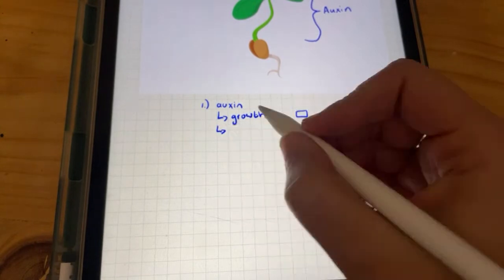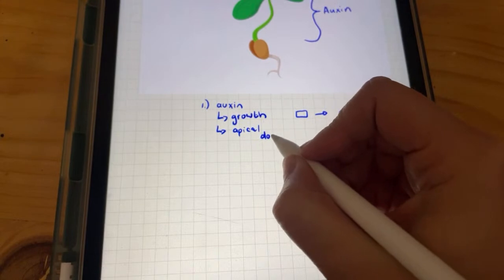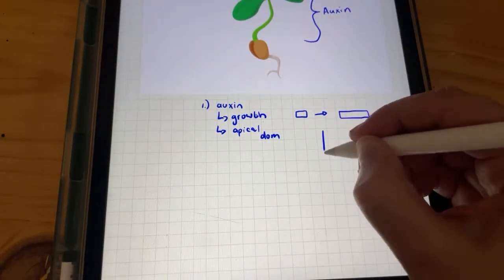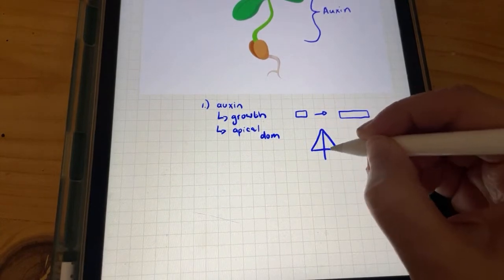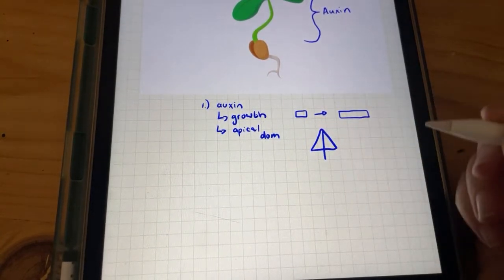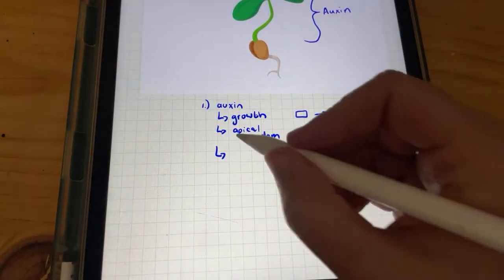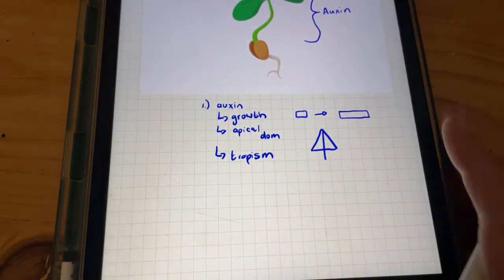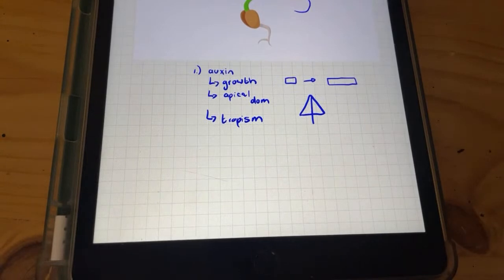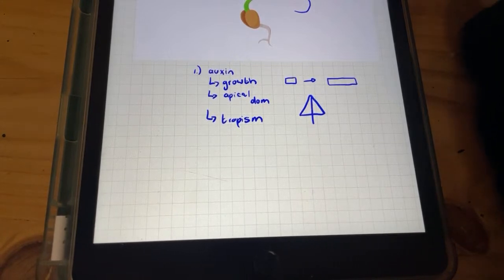The next thing that auxins are responsible for is apical dominance. If you don't know what apical dominance is, that's why trees have the least foliage at the top and the most foliage at the bottom. And last but not least, auxins are responsible for tropisms, which is what I'm going to cover right now. That is when plants react to gravity or light. Okay, so those are the 3 functions of auxins.